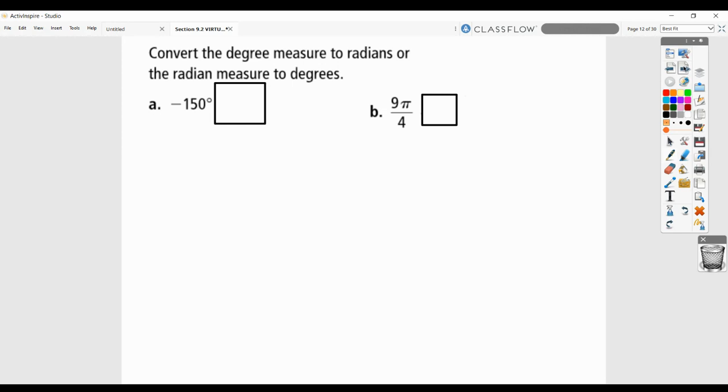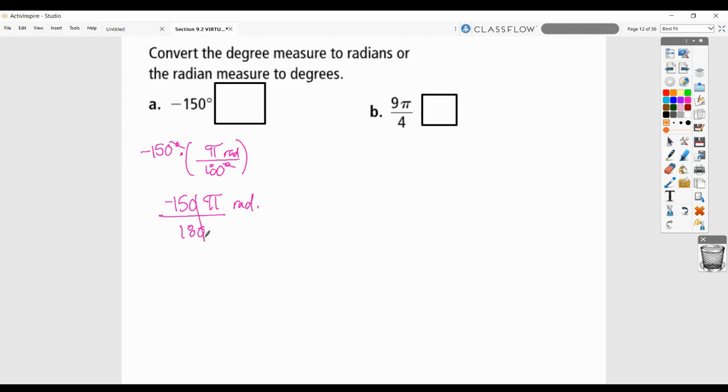Let's try these two, and then I have a few for you to try on your own where you can pause it and then check your answers. So negative 150 degrees, all you have to remember is the conversion factor. We're putting this into radians, so we multiply by pi radians over 180 degrees. You want the degrees to cancel, one up top and one on the bottom. When you multiply straight across, you get 150 pi radians over 180. Radians, or RAD, is the unit, so you do need to put that.